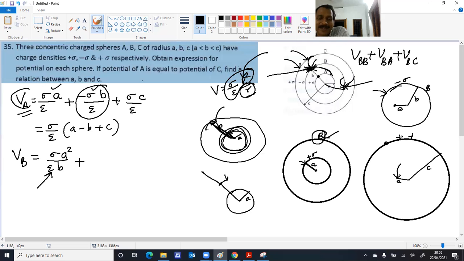For C, it'll be on the surface. You're talking about the third point C. Due to C itself, it will be on the surface formula. Due to B, it'll be a point outside potential, definitely, because that point is outside sphere B. And due to A also, it'll be a point outside the C sphere. I think you got the point now. You're taking one point common and counting the effect of the other spheres.